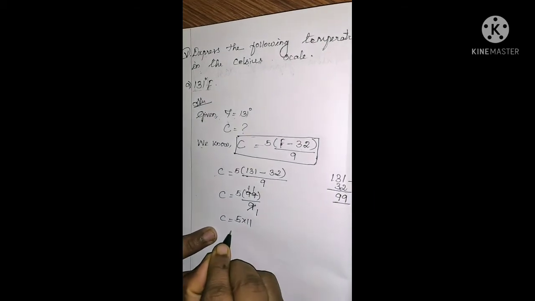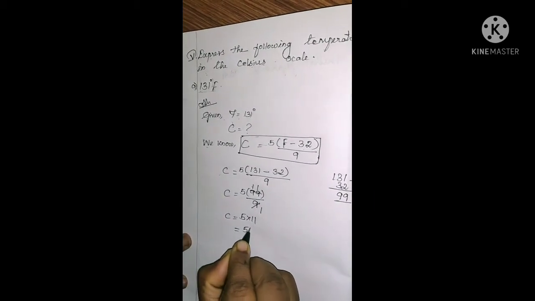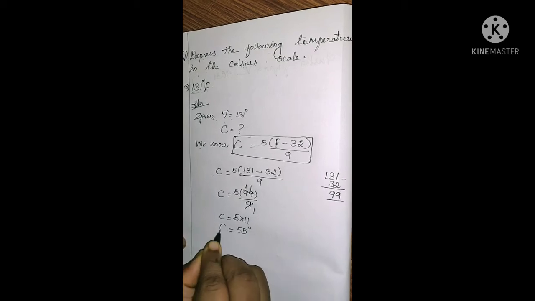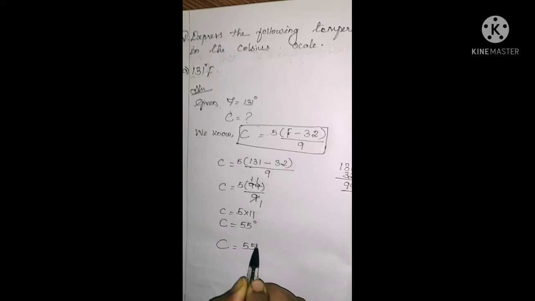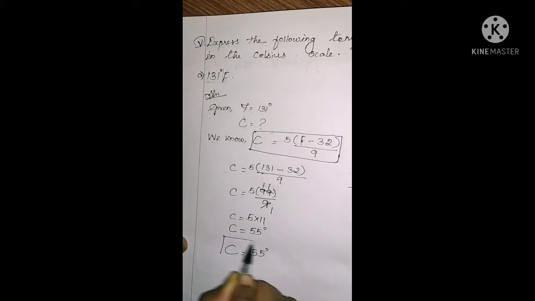So 5 into 11, that is equal to 55 degrees. So for C, therefore the answer is C is equal to 55 degrees. Okay, this is the answer.